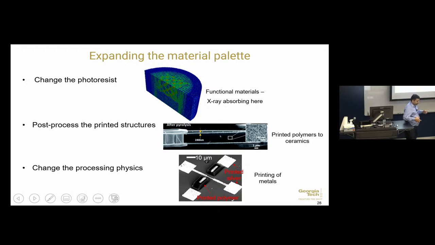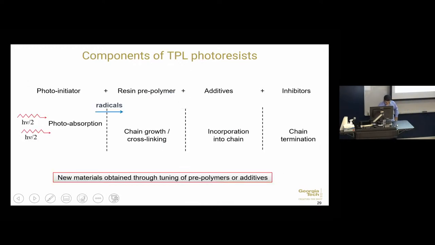So if you want to expand the material palette from what we are doing, let's say on the Nanoscribe system here, there are three major approaches that we can take. One is we could change the photoresist itself. The photoresist may have some functional properties, and when we cure, we get that functional property that we care about. Second, we could post-process the material after printing and convert it from a polymer into some other class of material, for example, ceramics or metals. And the third approach is we could change the physical process that's happening after light hits the material. For example, instead of polymerization, we could do something else, say a different chemical reaction like reduction, and then get metallic parts instead of polymer parts.